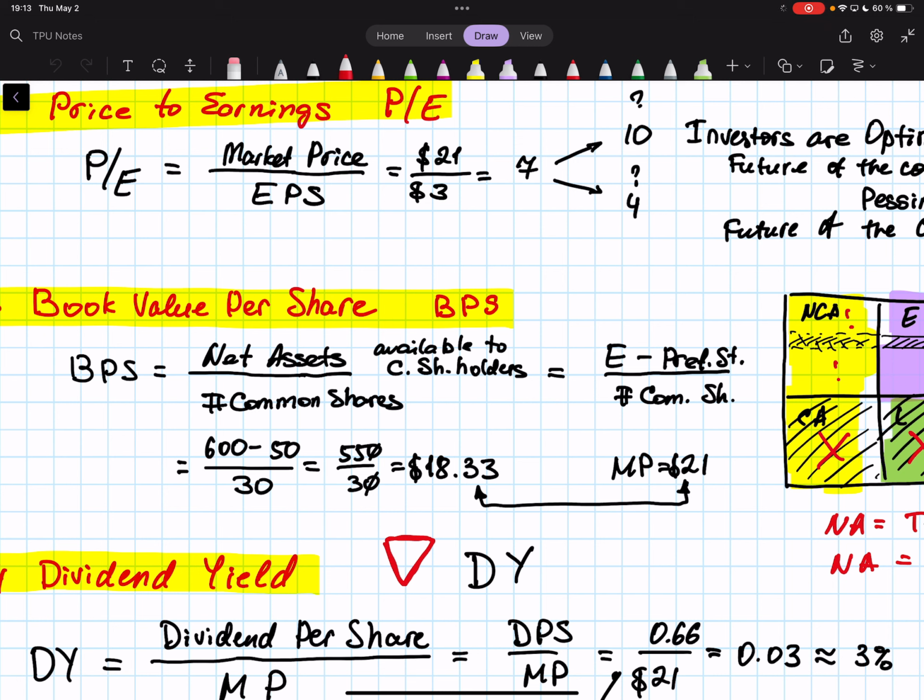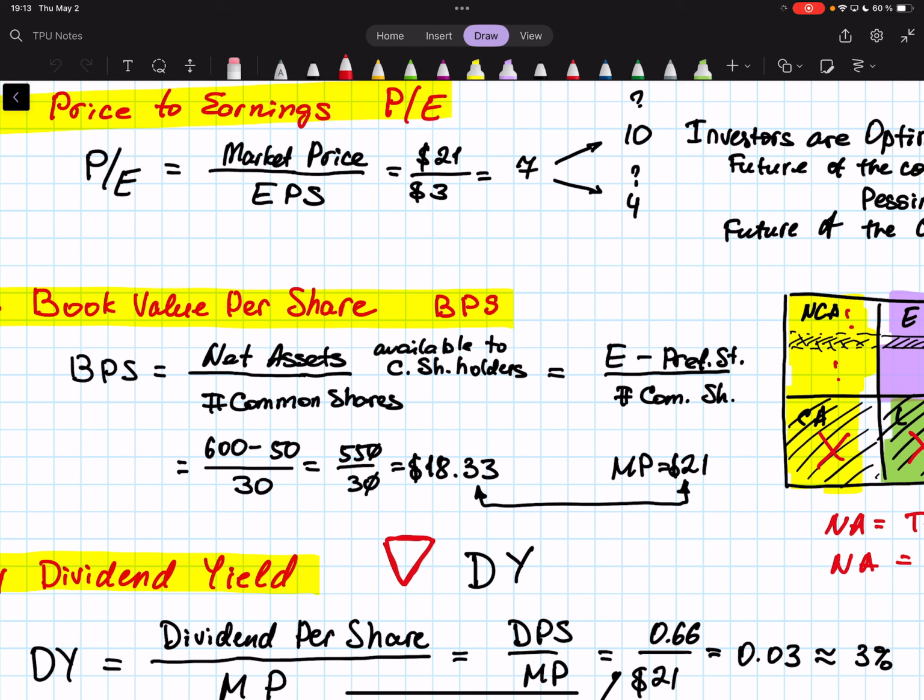On the one hand, if the market price is higher than the book value, it means that most investors believe in the future of the company because they are willing to pay more than it's worth. It's worth 18.33, but people are willing to pay 21. So it means that you believe in the future of the company. You think that it's going to grow. So in this case, you like it to be high if you think that it's going to keep going up. Well, the problem is that sometimes the price can drop.